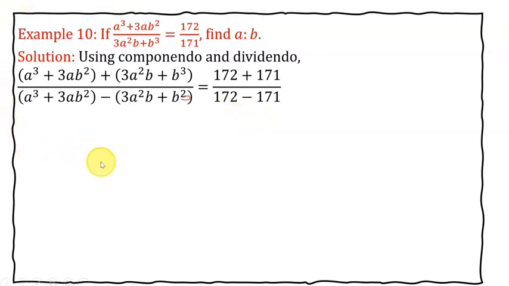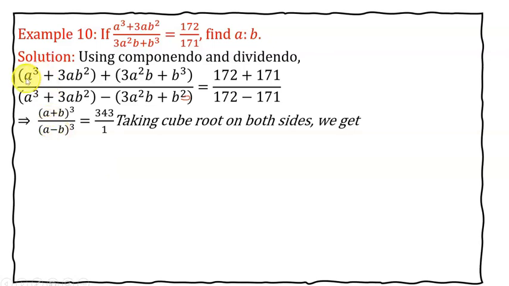And if we simplify this, then what you will get here? (a + b) whole cube. We take the minus sign. Then you will get (a - b) whole cube is equal to the addition of these, 343 upon 1. Taking the cube root on both sides, then you will get (a + b) upon (a - b) is equal to 7.